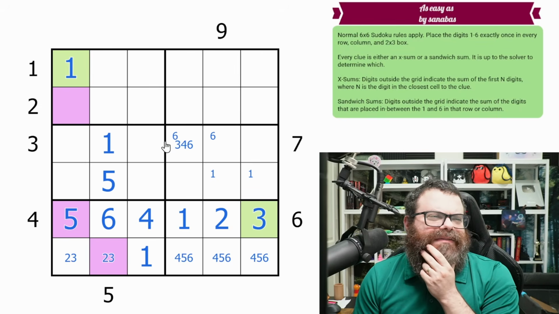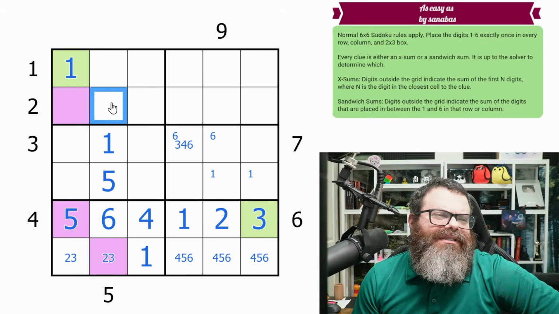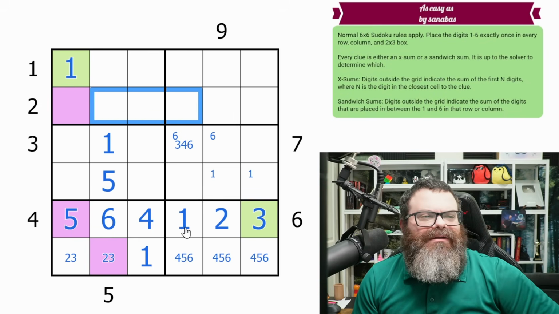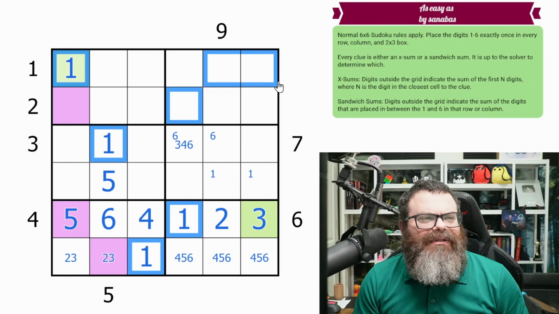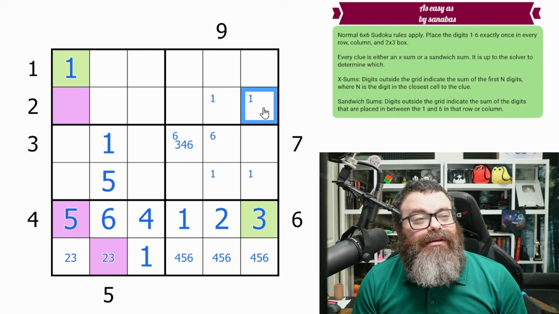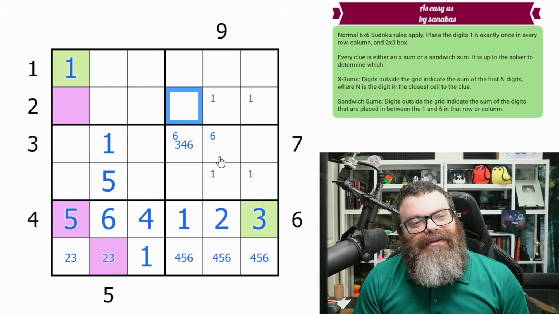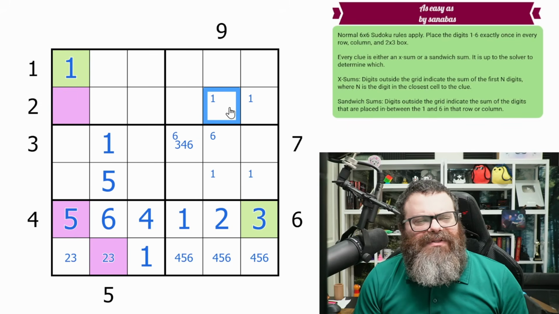What am I missing? How about the sandwich over here? This can't be 1 or 6. Ones are, hold on, where do ones go? Ones are limited here. One of these two is a 1. So if this was a 1, this would be 2 and this would be 6. 1, 2, 6. Making this 6, 3, 4, 2. If this was the 1, then we do 1, 2, 6 this way.